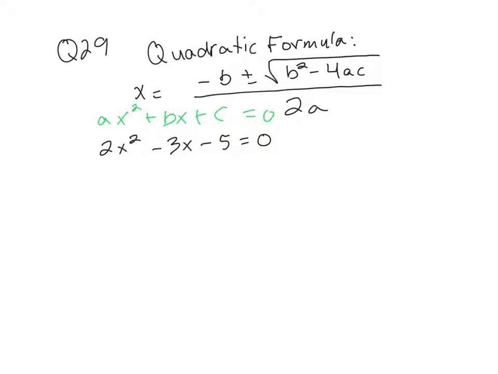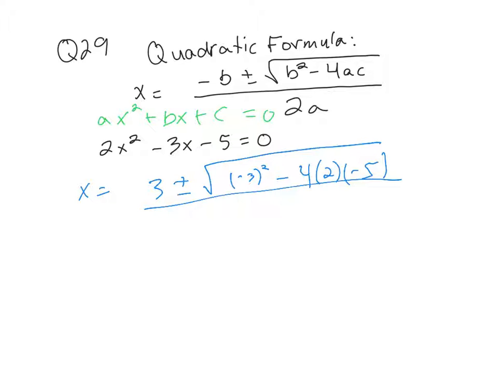So a is going to be the number in front of the x squared, b will be your number in front of x, and then c will be the number without any x values. So we're going to plug in this information. So x is going to equal negative b. Well, our b is already negative, so a negative negative would be a positive 3 plus or minus b squared. So that would be negative 3 squared minus 4 times a, which is 2, times c, which is negative 5, all over 2a. A is 2.